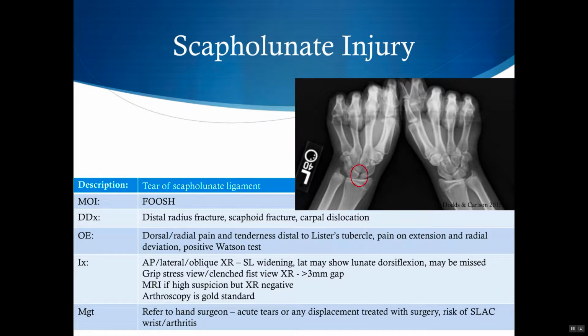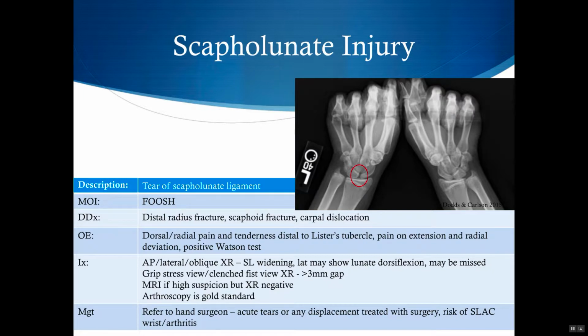In this case, the location of pain and swelling is at the dorsal radial wrist, distal to Lister's tubercle, which is a prominence on the dorsum of the distal radius. There's usually pain on extension and radial deviation. A positive Watson test indicates instability, but athletes with acute injuries might be in too much pain and you may not be able to do it.